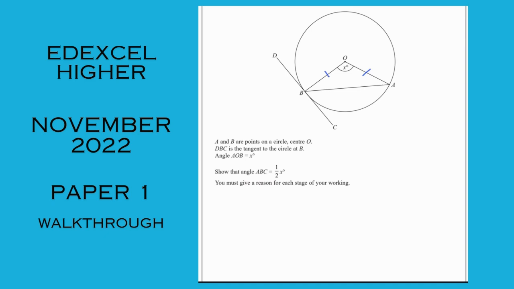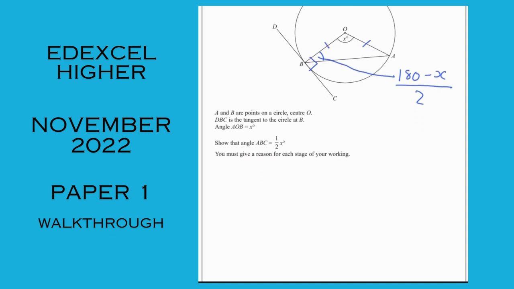And that means this angle here is 180 minus the x, halved. And that's right for each angle, but we only care about OBA for now. Next circle theorem. Because DC is a tangent at the radius OB, we have a right angle here, or in other words, 90 degrees. It says show that, show means find.